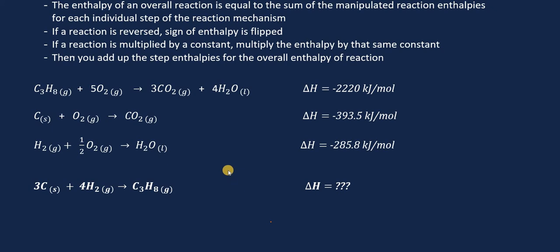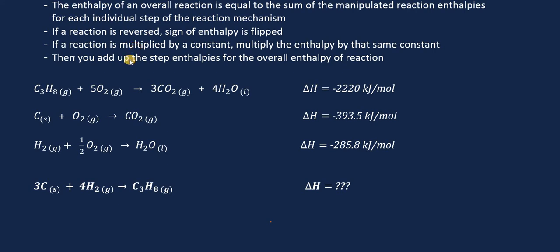And there's two ways you can manipulate your enthalpy values. If you have to reverse one of your reaction steps, you're going to flip the sign of your enthalpy value. So for example, if you have a reaction step that has a negative enthalpy and you reverse that reaction step, you would flip the negative to a positive enthalpy value. And if you have to multiply a reaction step by a constant, you would multiply the enthalpy value by that same constant. So for example, if one of your reaction steps has to be multiplied by 2, you would multiply the enthalpy value for that reaction by 2.